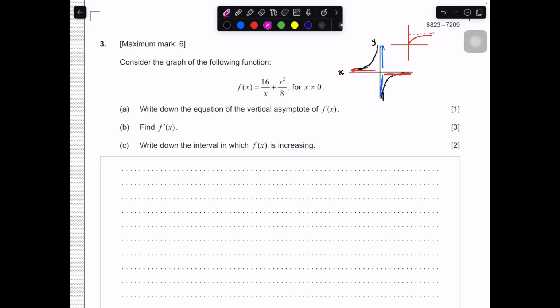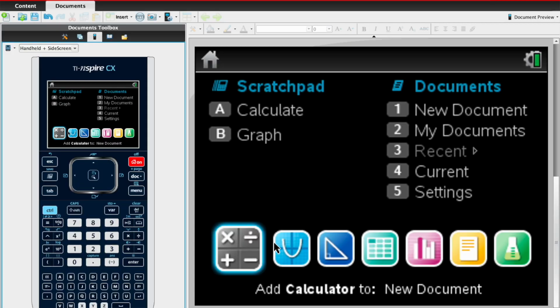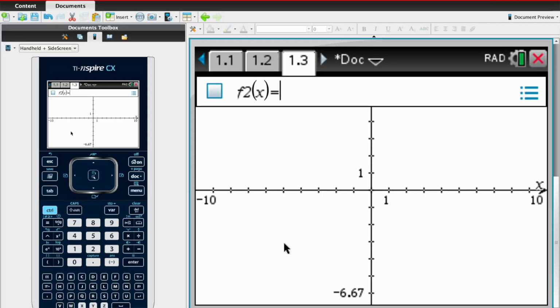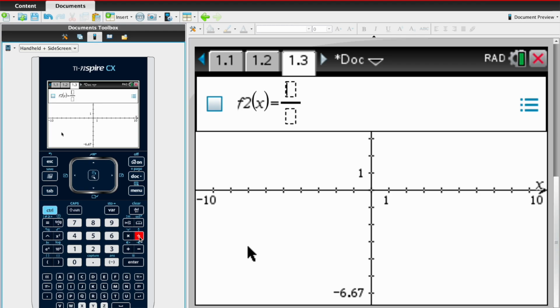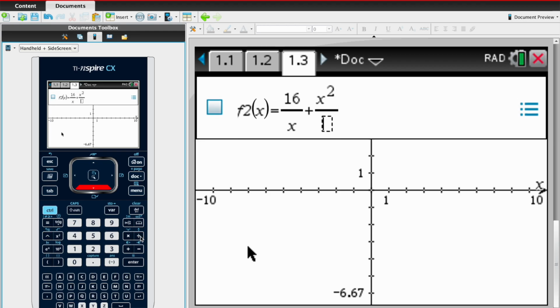So, in this case, we're asking for the vertical asymptote of f of x. Let's see where we approach some line that we approach but never reach, and vertically, not horizontally, so parallel to the y-axis. Let's go ahead and graph this to see what it looks like. So let's go to the calculator here. 16 over x plus, let's write another fraction, x squared over 8. All right, there's our function.